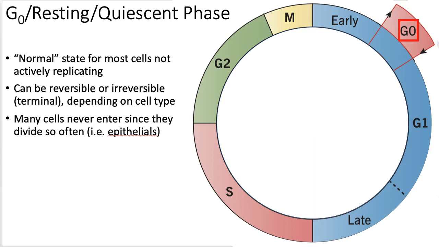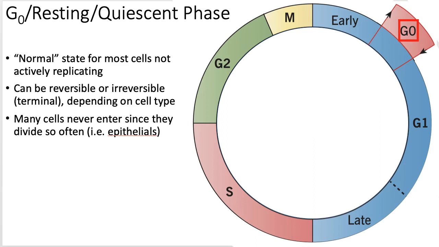So the G0, it's also called the resting phase, or it can be called quiescent phase. That's the normal state for most cells that are not actively replicating. And it kind of depends on the cell type of what we call it. So it can be reversible, it could be irreversible. If it's irreversible, we call that like its terminal state. So we see that on a variety of cells.